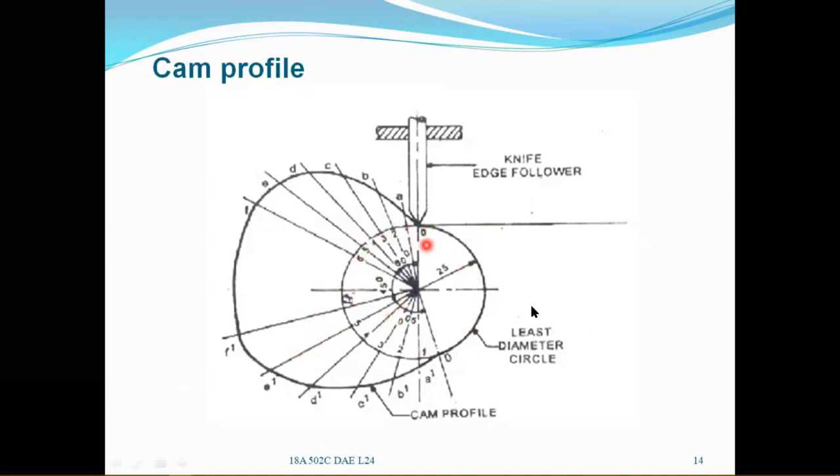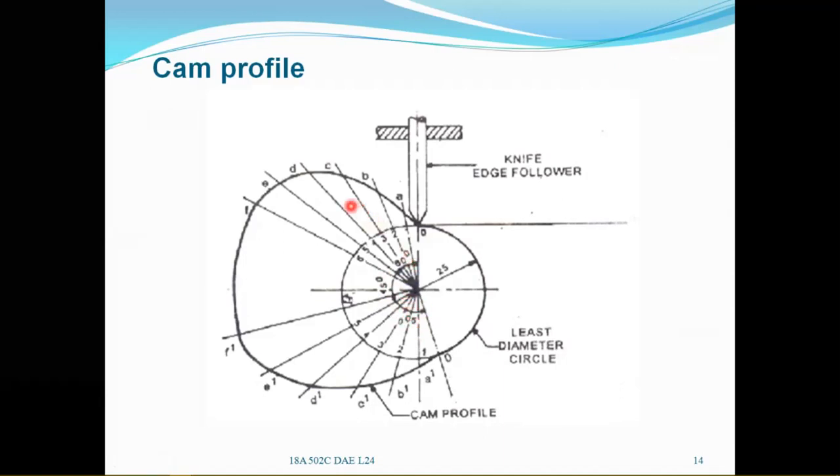Here, first of all, draw the circle with the radius of 25 mm and mark from the axis of the cam 60 degrees, which represents the outstroke of the follower, and next 30 degrees for the dwell period, this much, and this is 60 degrees once again. This is for the next. So 60 degrees of cam rotation.